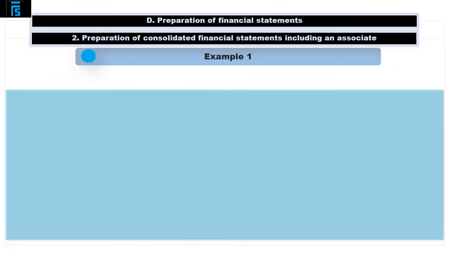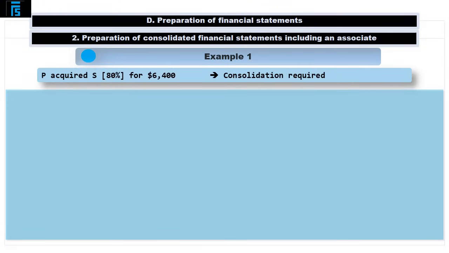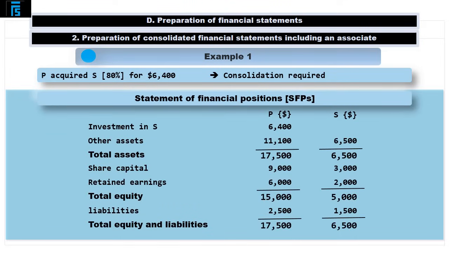Let us again assume that P made an investment in S, but this time acquiring just 80% of the share capital of S for €6,400 when the statements of financial position of the two entities were as follows. You should appreciate that despite owning less than 100% of S's share capital, P still exercises control over the subsidiary and is therefore required to prepare a consolidated statement of financial position, in which its assets and liabilities are going to be combined with those of S.